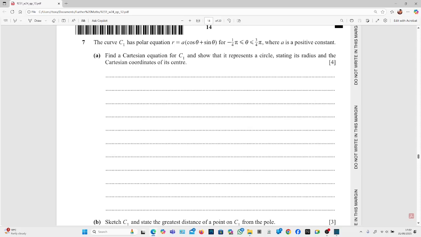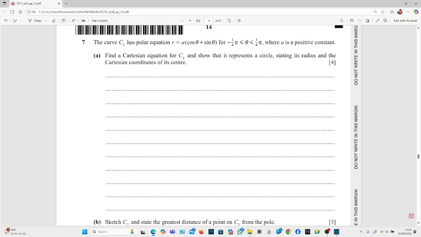Question number 7. The curve C1 has polar equation r = a(cos θ + sin θ) for -π/4 ≤ θ ≤ 3π/4, where a is a positive constant. Find a Cartesian equation for C1 and show that it represents a circle, stating its radius and the Cartesian coordinates of its center.